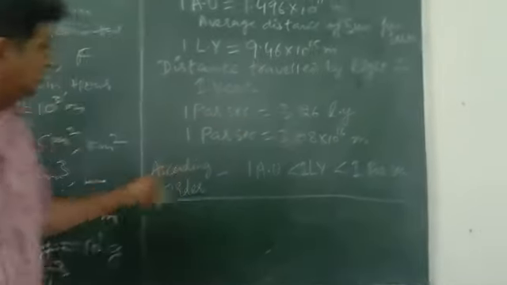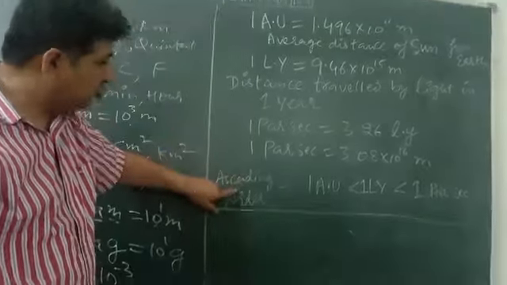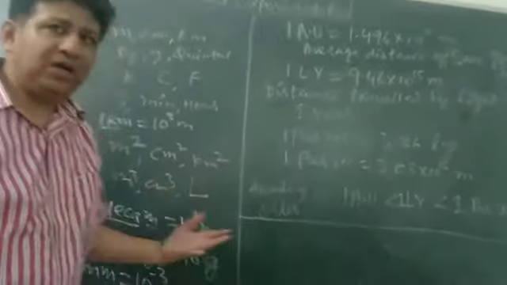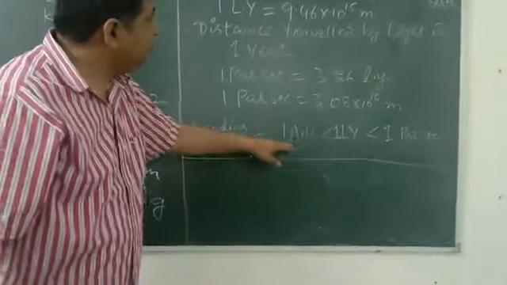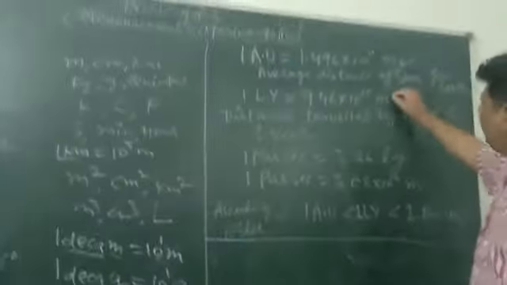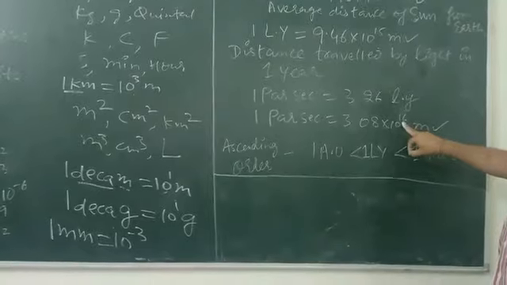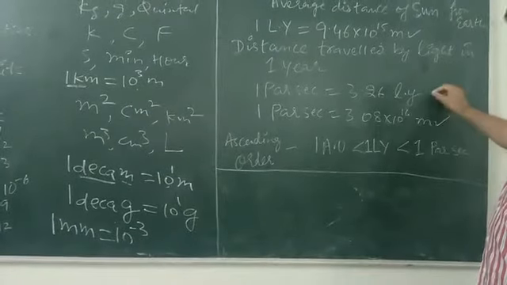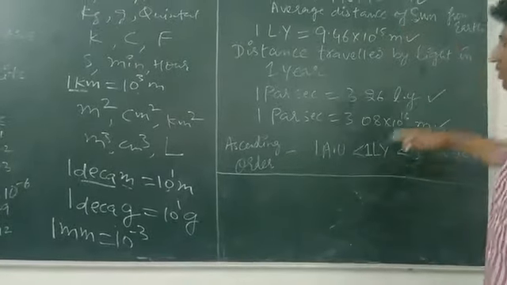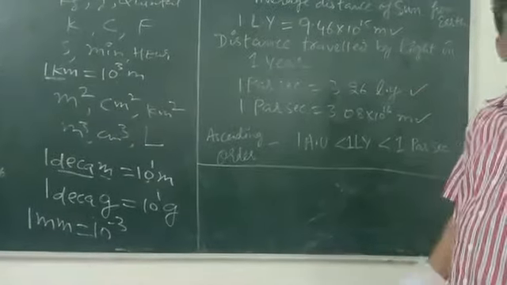Please remember, if we are told to write the relation between these in ascending order, descending order, this is the relation. Astronomical unit's value is the lowest, 10 raised to power 11, then 10 raised to power 15 and 10 raised to power 16. You may also be asked to state the relation between 1 parsec and light year. 1 mark question minimum is expected from this.